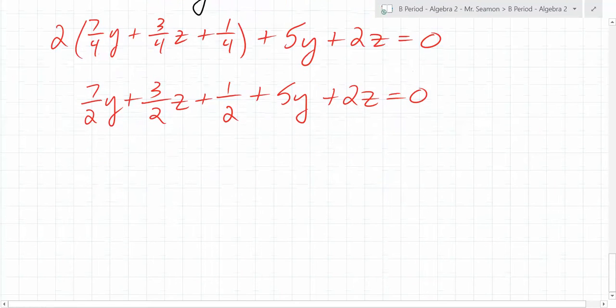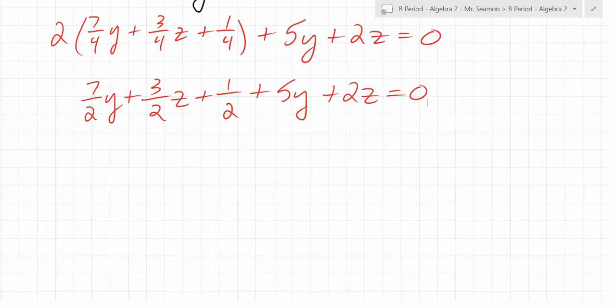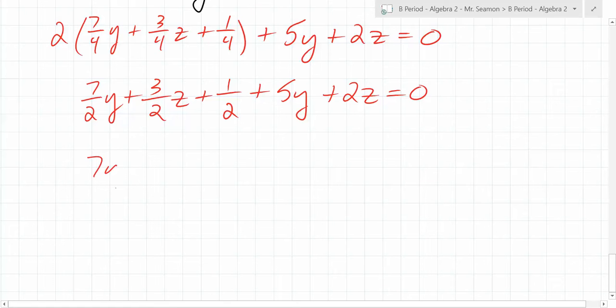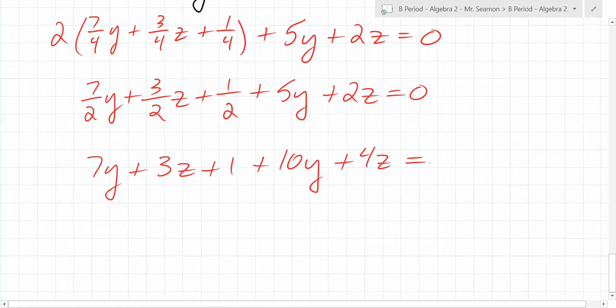Can someone tell me what I would do next if this was me just doing this? What would I do next? Nope. I'd multiply by 2. I would multiply by 2 at this point. Because I would end up with 7y plus 3z plus 1 plus 10y plus 4z equals what? If I multiply everything by 2, it still equals 0. Why did I do that, Calvin?